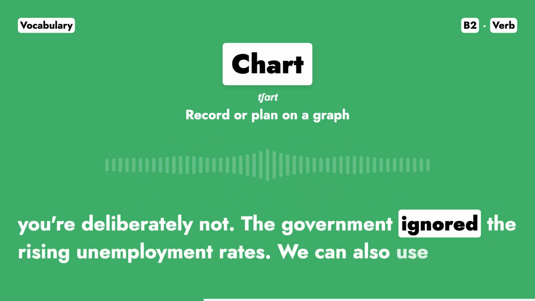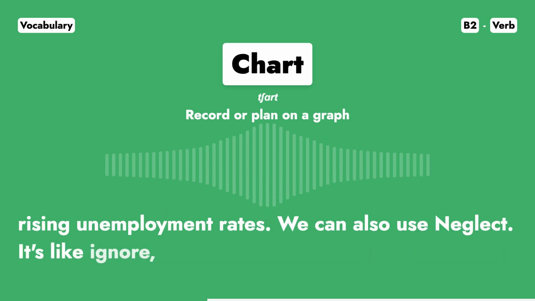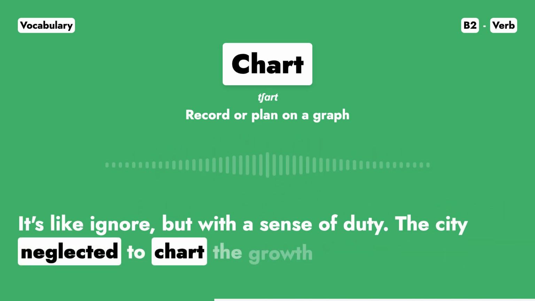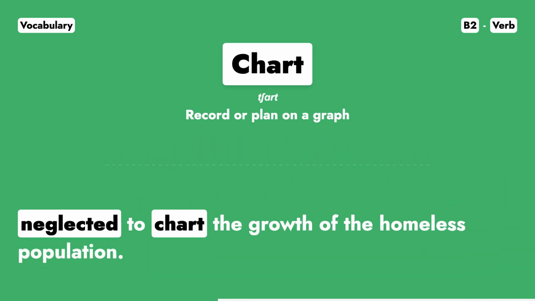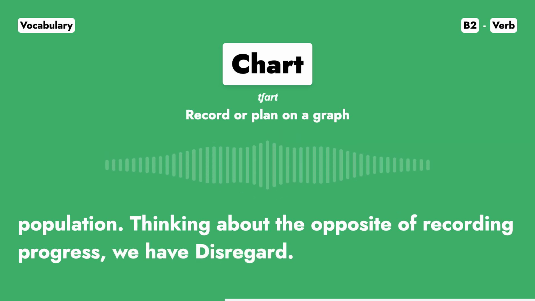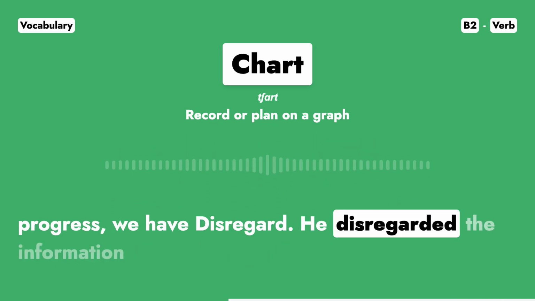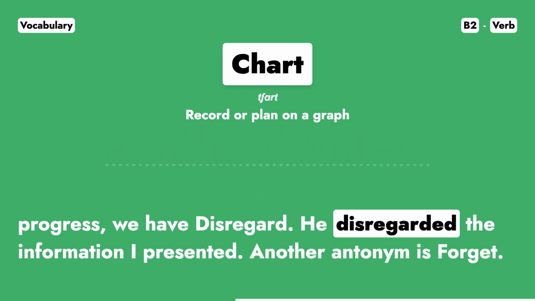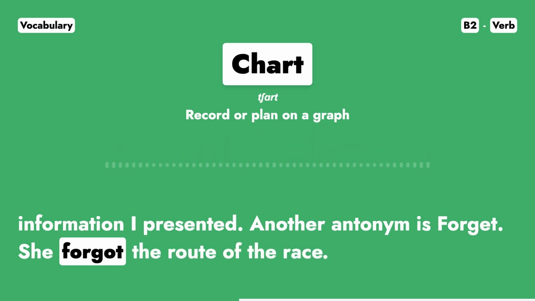We can also use neglect. It's like ignore, but with a sense of duty. The city neglected to chart the growth of the homeless population. Thinking about the opposite of recording progress, we have disregard. He disregarded the information I presented. Another antonym is forget. She forgot the route of the race.